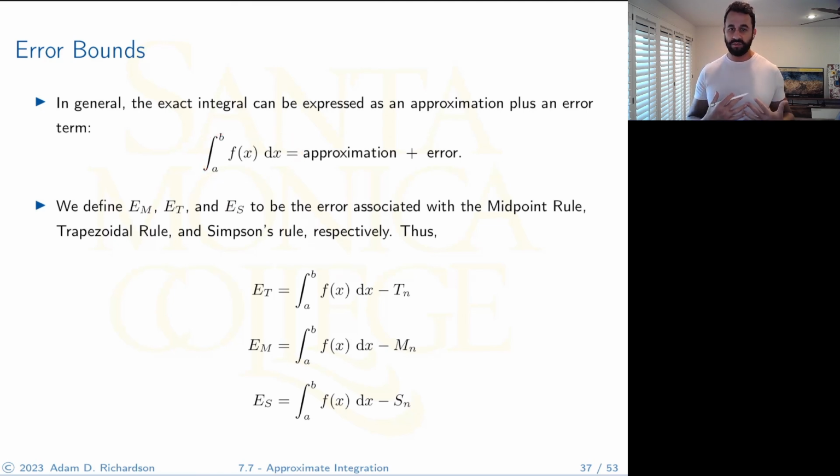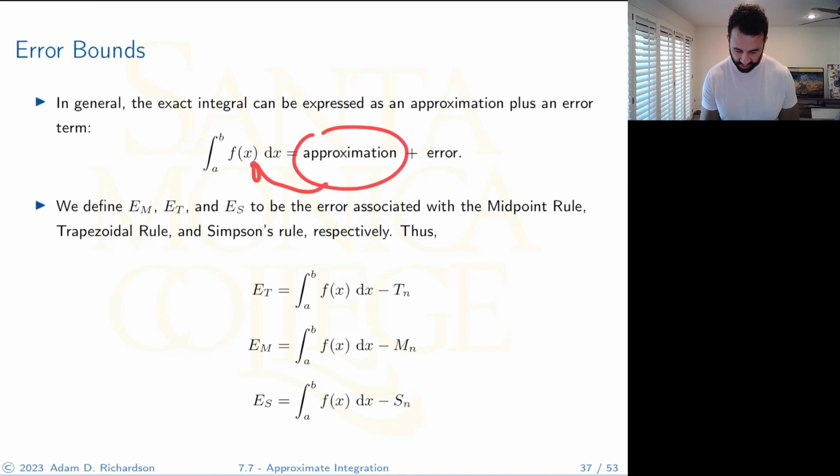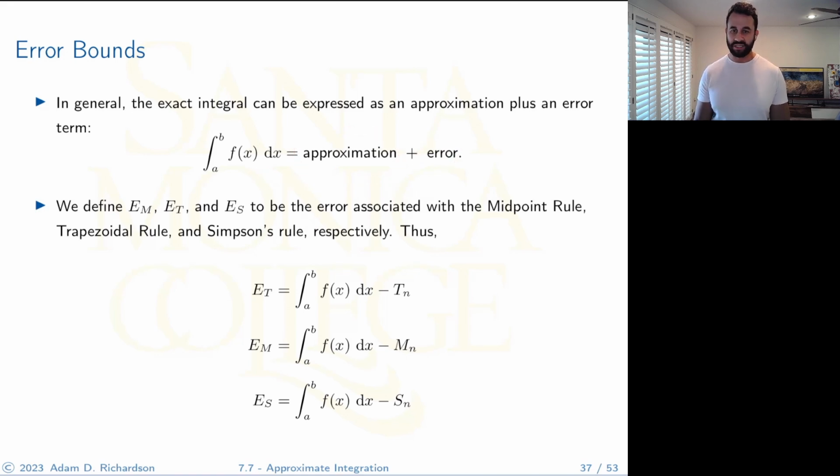So each one of our approximation methods has an error associated with it. So we're going to give it a name and define what they are. E sub t is the error associated with the trapezoidal rule. E sub m is the error associated with the midpoint rule. And E sub s is the error associated with Simpson's rule. And you can see literally that the error is the exact integral minus the approximation. How do you get that? Think about it like this. Take this term and subtract it from both sides and you get the error, right? So subtract from that and you get integral minus approximation is error.